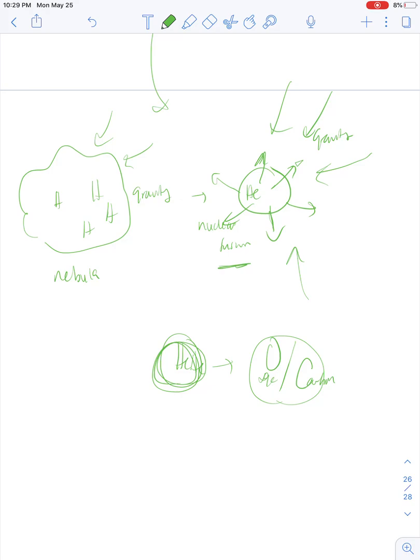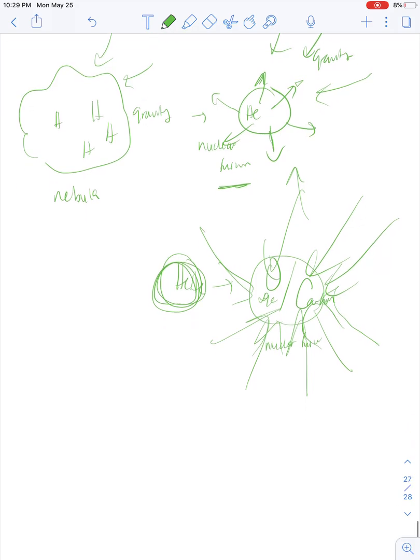And then sometimes, right, you can't fuse anymore. Like it stops at oxygen and carbon. If the nuclear fusion reactions can't occur anymore, then gravity wins. Gravity starts pushing on it, too much pressure, right? And then nuclear fusion loses.